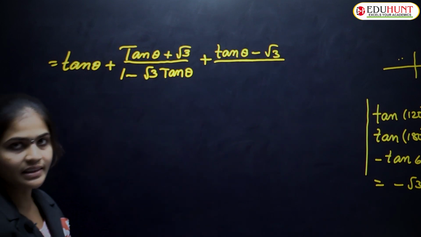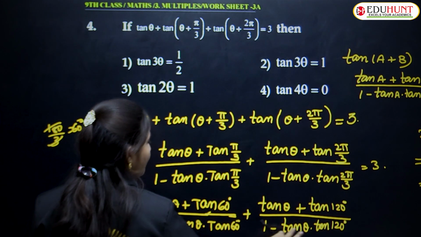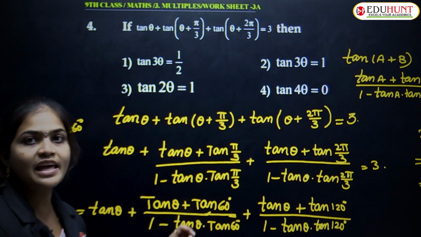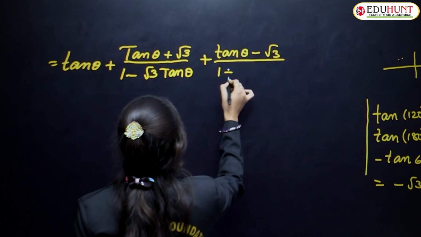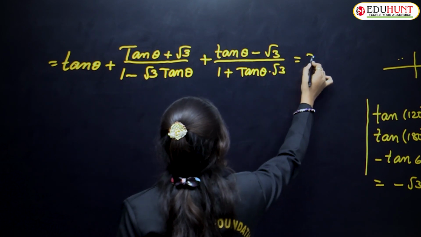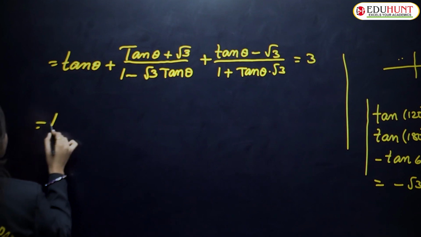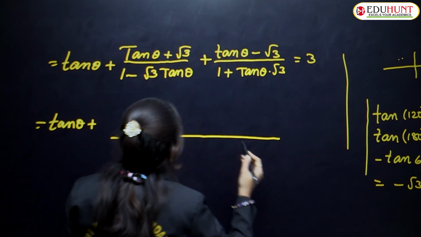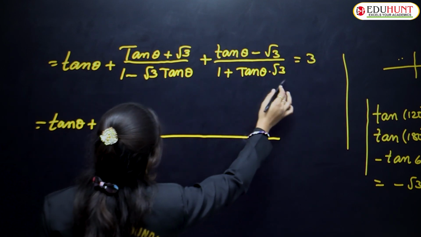So that one only I wrote here, whole by 1 minus tan theta into, here also tan 120 is there, no? Which means here minus root 3. So minus into minus is a plus root 3. So 1 plus tan theta into root 3, which equals 3. Understand? So see here. Next, tan theta plus, take the LCM of these two terms: 1 minus root 3 tan theta, 1 plus root 3 tan theta.